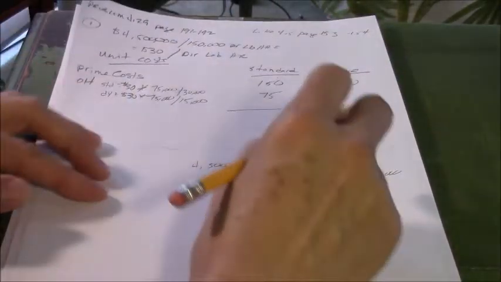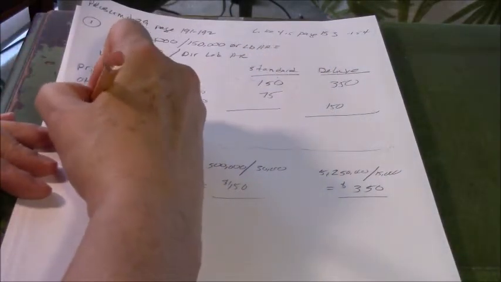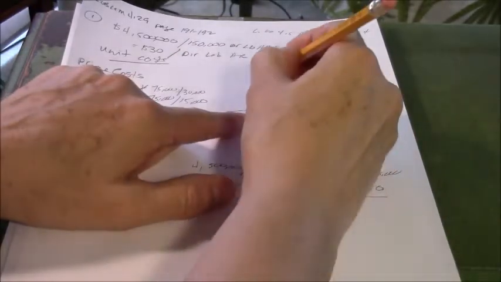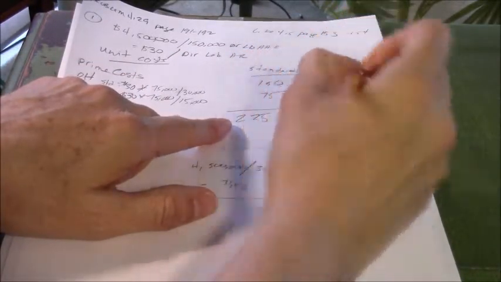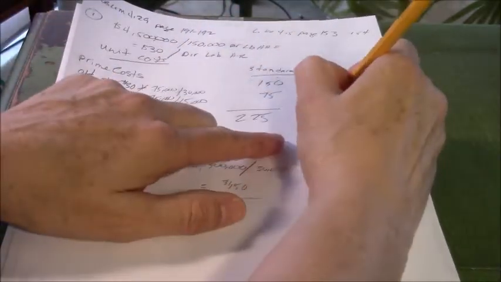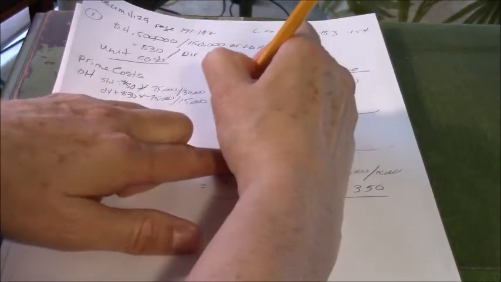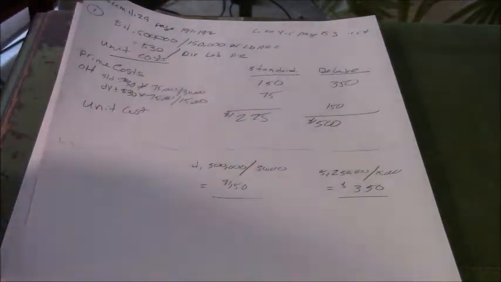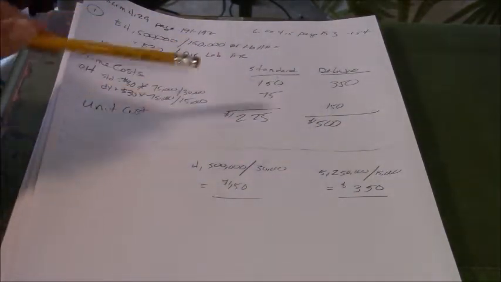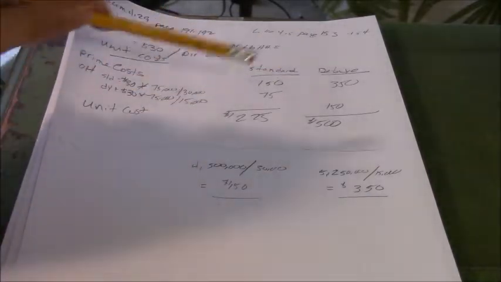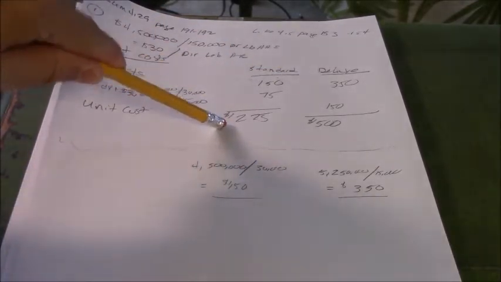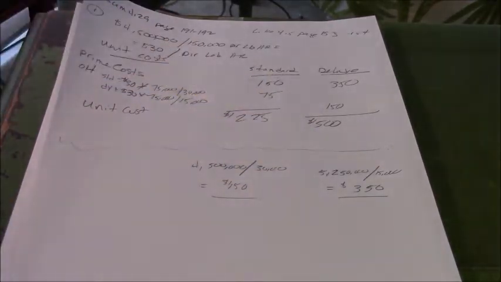So if you add them up, the unit cost for a standard is $225, and for a deluxe is $500. So all we did was apply a plant-wide rate of $30 an hour and turn these things into unit costs. There you go. If you create one standard bike, it's going to cost $225. You create one deluxe bike, it's going to cost $500.